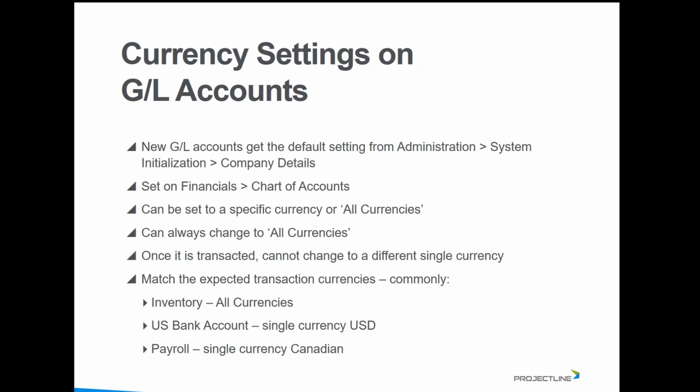So the general recommendation is to set your GL accounts to match the expectation of what the sorts of transactions are that are going to go through it. So in inventory, we're commonly seeing that as all currencies because inventory is often bought from both Canadian and US vendors. So we want to transact both currencies there. A US bank account, we'd only want that to be the single currency of US dollars. And something like a payroll account is probably set to a single currency, again, of Canadian dollars.